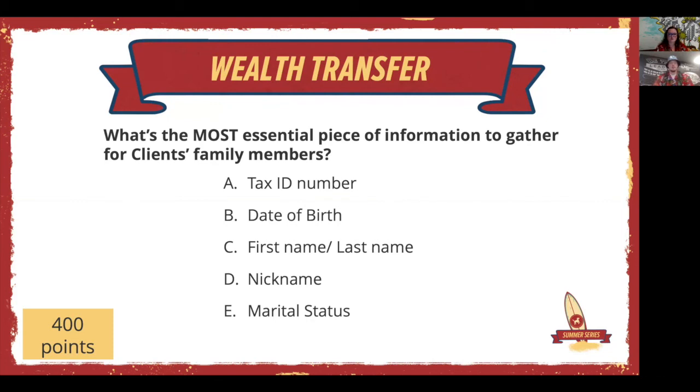Okay, so the question we have for you today is, what is the most essential piece of information to gather for clients' family members? So we talked about it's important to add those contacts to your CRM, right? What are some of the most important pieces that you should be adding to track? Is it their tax ID number, their date of birth, their first or last name, nickname, or marital status? I'll give you 3 seconds here since we're running a little bit short on time. 3, 2, 1. Let's see how you did.